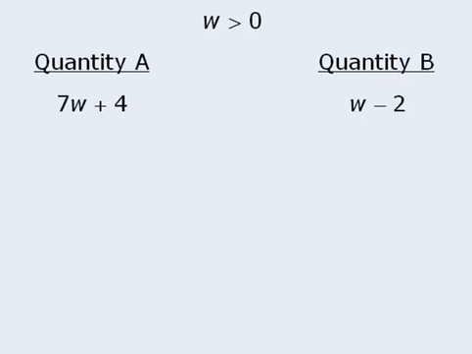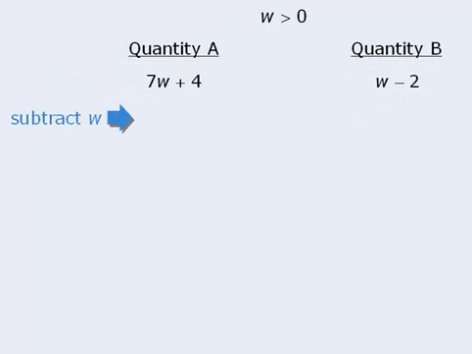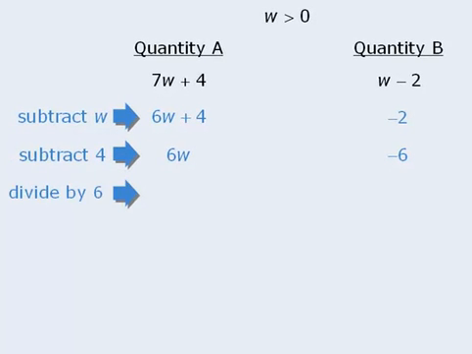Okay, in this question, it would be much easier to compare the quantities if the variables were on one side and the non-variables were on the other side. To accomplish this, let's first subtract w from both quantities to get the following. Next, we'll subtract 4 from both quantities to get this. At this point, the variable is on one side and the constant term is on the other side. From here, we can simplify matters even further by dividing both quantities by 6 to get the following. At this point, it's very easy to compare the two quantities. Since the given information tells us that w is greater than 0, we know that w is positive. As such, w must be greater than negative 1, which means the correct answer here is A.